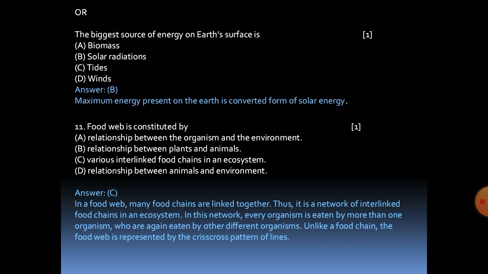The word food web itself gives an explanation: food web is the interconnected network of food chains. So different small food chains compiled together form a big food web. So food web is an interlinked food chain. So the correct answer will be option C.